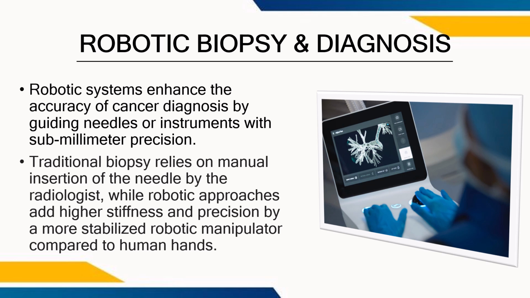Robotic diagnosis and biopsies are very important because only in the initial stages can we identify that this person is diagnosed with a particular cancer. Here I've inserted an image showing how it is done. This one shows a pulmonary cancer biopsy and diagnosis.